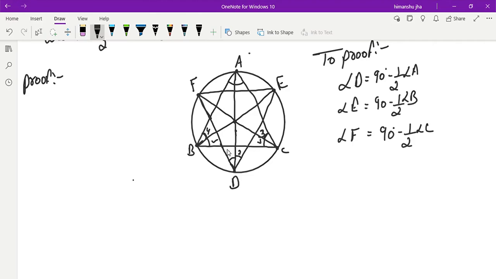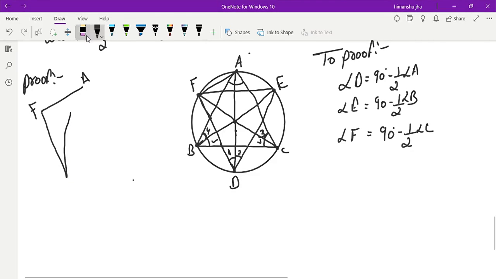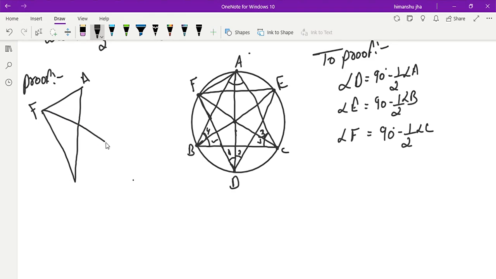As we can see, here angle 1, here angle 3, and the diagram is too complicated. If I join the chord FA, it is a single chord. So you can see FA is a chord of the circle, and from the chord FA angle 1 is also there. Angle 1 is here like this, right? And angle 3 is also there from FA only.